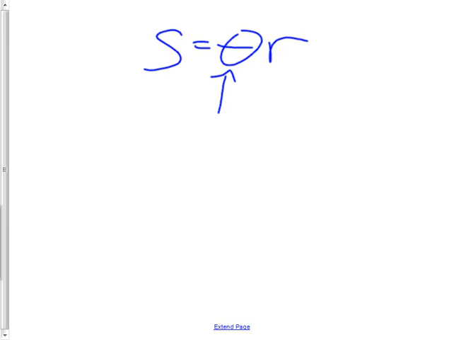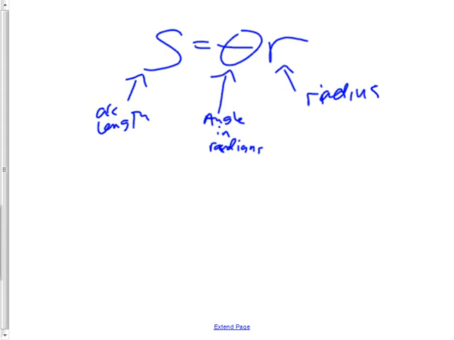There's not too many formulas in Precalc you have to memorize, but that's one of them. This is the formula for arc length. And I think it's kind of a dumb formula because I think they should have chosen A for arc length, but they didn't. They chose S for the arc length. Okay, so why don't you label this puppy? This is the arc length, ARC length. This is theta, the angle in radians. And this is the radius.